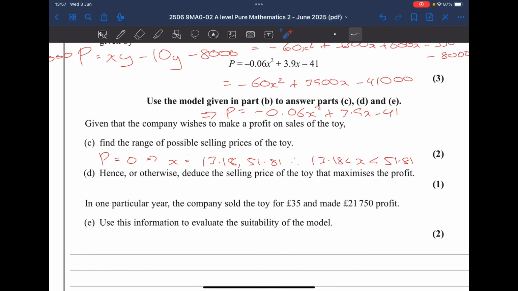The maximum selling price is just the average of these two numbers. So whatever that ends up being, 13.18. My calculator's turned on. 13.18 plus 51.81 divided by 2, 32.5. Imagine I've rounded both of these, and these actually add up to a whole one, don't they?